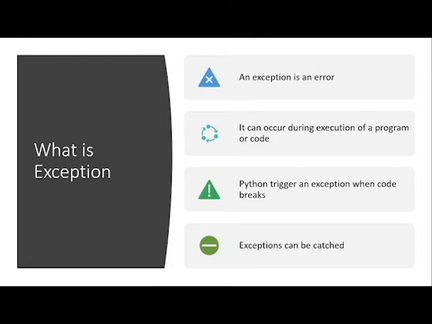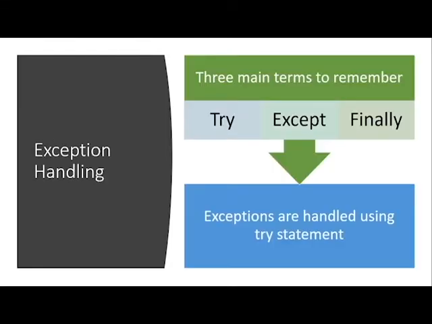In the real world, things are changing very fast, so a code or program written for one work is not guaranteed to work after one month. For example, a database name changes or the internet connection goes down. Due to these types of things, our program crashes. But the good thing is we can handle these types of errors through exception handling. There are three main terms which you need to remember: try, except and finally. Exceptions are handled using the try statement.